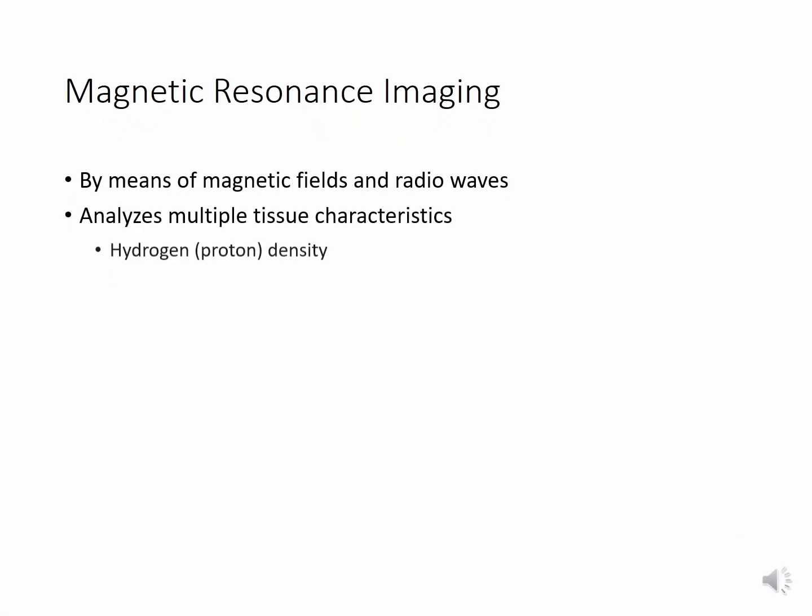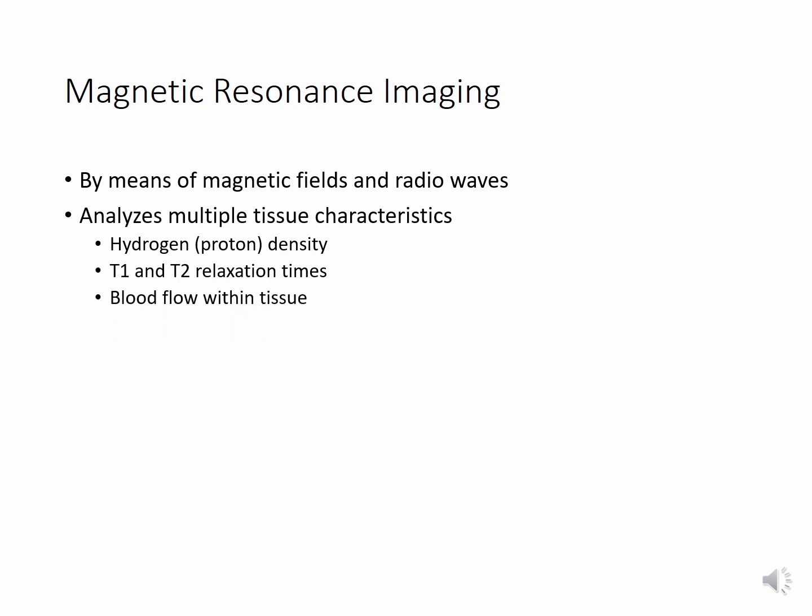So MR is a technique that produces tomographic images by means of magnetic fields and radio waves, while CT only evaluates a single tissue parameter, X-ray attenuation. MR analyzes multiple tissue characteristics, including the hydrogen or proton density, T1 and T2 relaxation times of tissue, and blood flow within the tissue. The soft tissue contrast provided by MR is substantially better than for any other imaging modality.